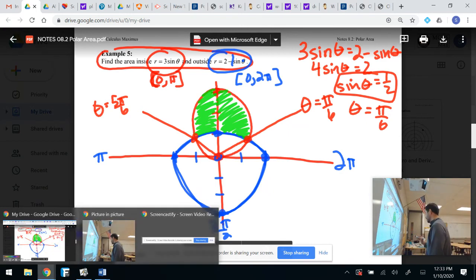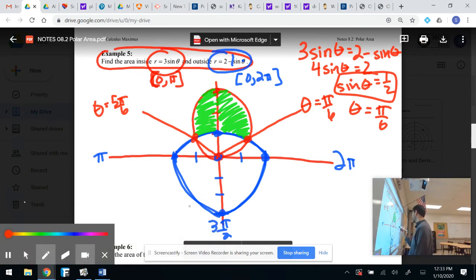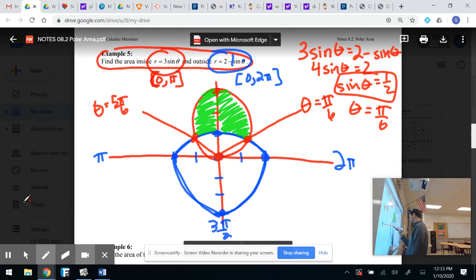Let's go back to blue here. Let's just focus on the circle. The circle's red. So if I was to start at 0 degrees and do the circle, that would give me all of that, and I don't want that. I want that green. However, if I go from 0 to pi, it's going to give me all of that. So what do we think, class?